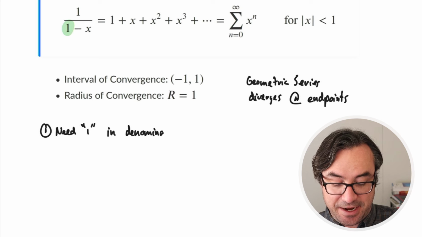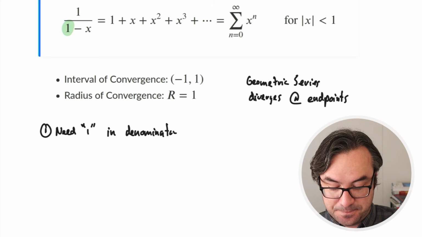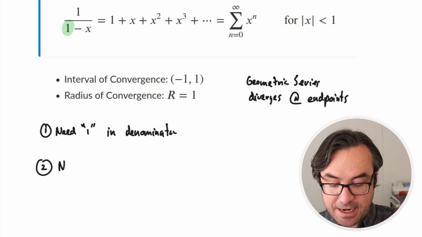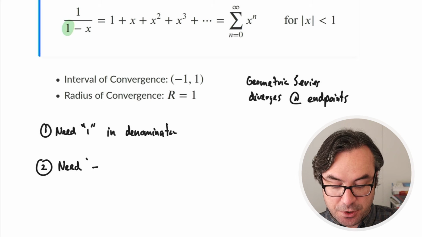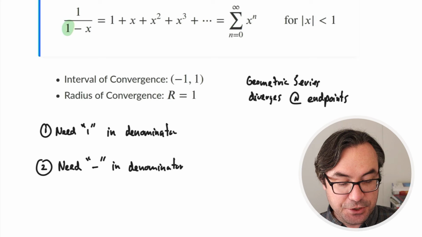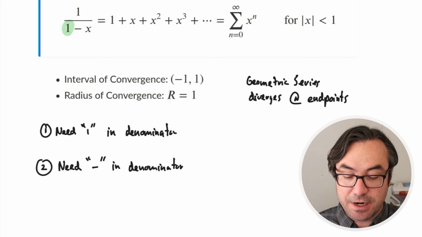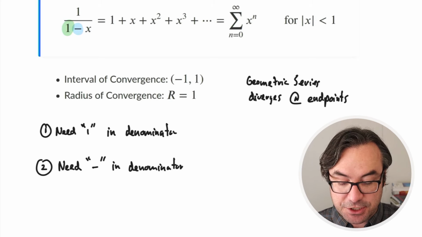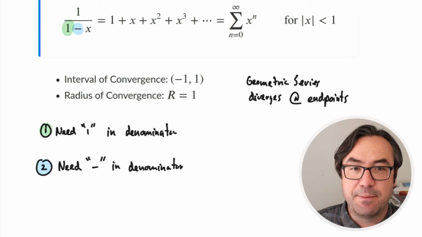And then the second thing is we're going to need a minus sign. We're going to need subtraction in the denominator. So those are kind of the two important little pieces that we're going to need. So we need this subtraction sign, and we need that 1 in our denominator.